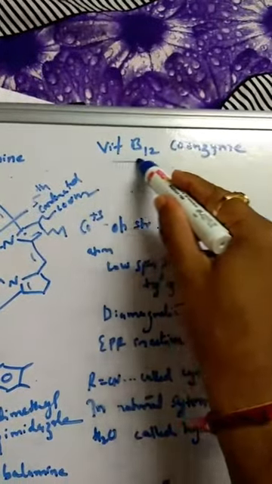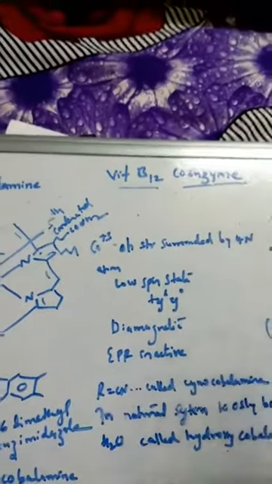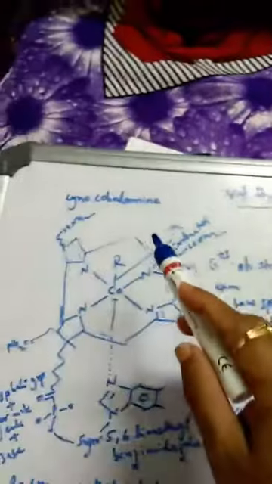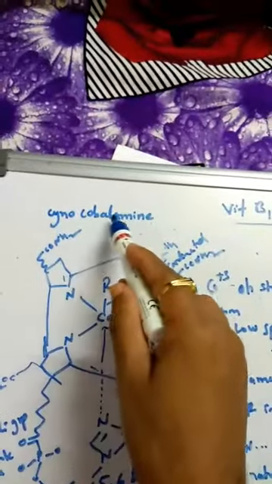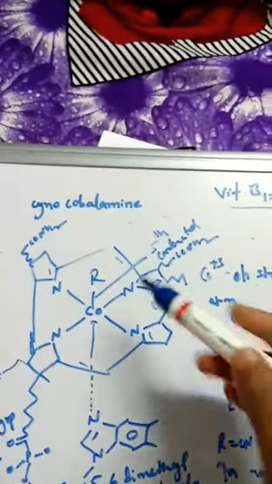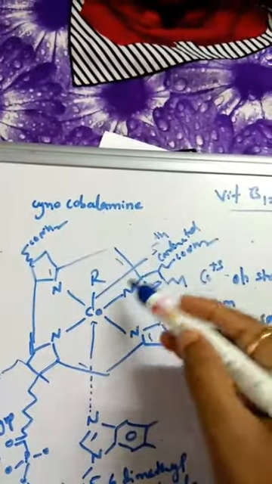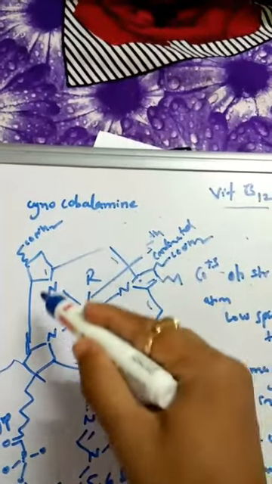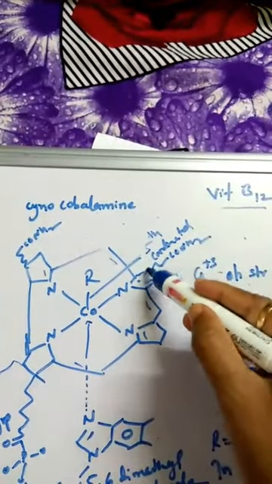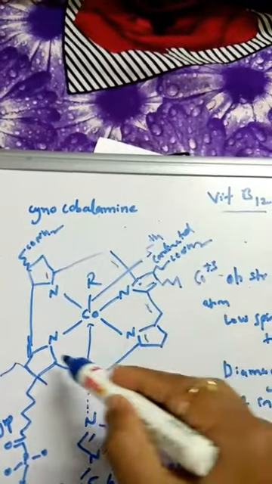So today we will learn regarding vitamin B12, that B coenzyme. It is called vitamin B12 coenzyme. If you see the structure of this vitamin B12 coenzyme, which is also called cyanocobalamine, you can see that cobalt is surrounded octahedrally by 4 nitrogens of the pyrrole ring, like this, with a conjugation.